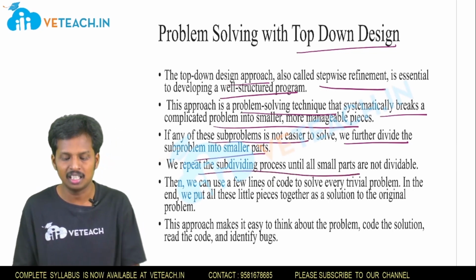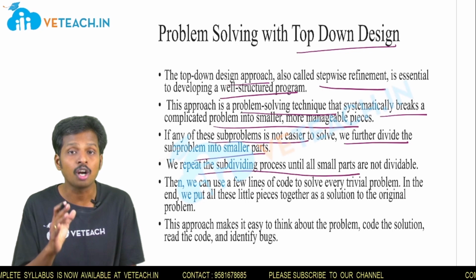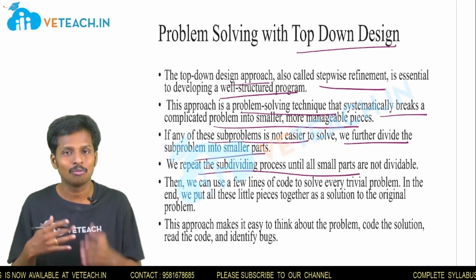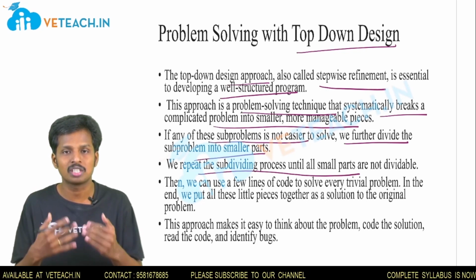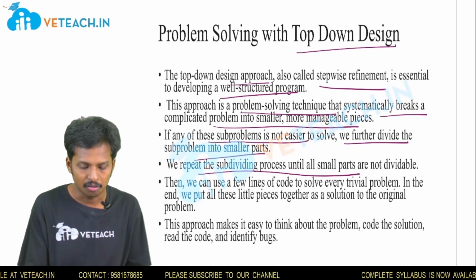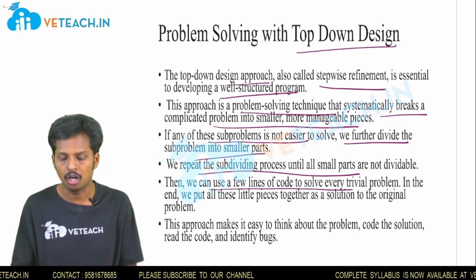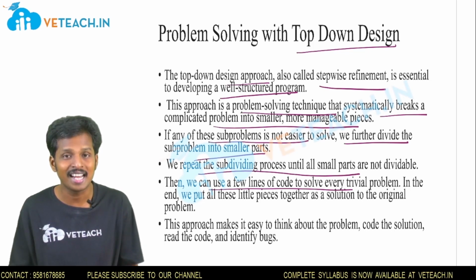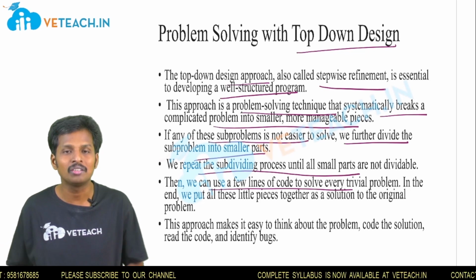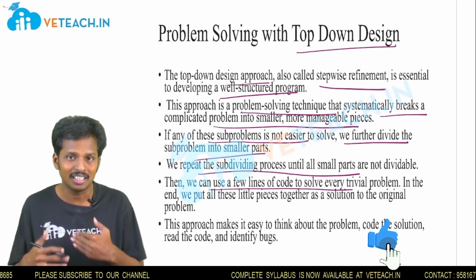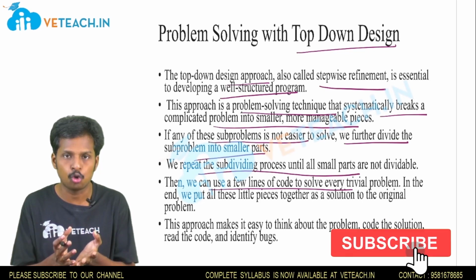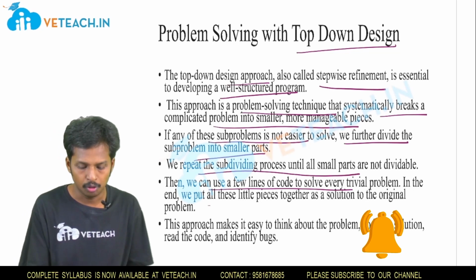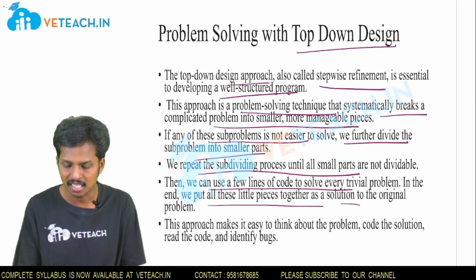We repeat the subdividing until all the small parts are not divisible, meaning we cannot divide further. We stop the division there. Until then, we keep on dividing the submodules into submodules again and again. Then we can use a few lines of code to solve every trivial problem. Since the last step has modules which cannot be further divided, we can write a few lines of code to solve even a complex problem. In the end, we put all these little pieces together as a solution to the original problem.